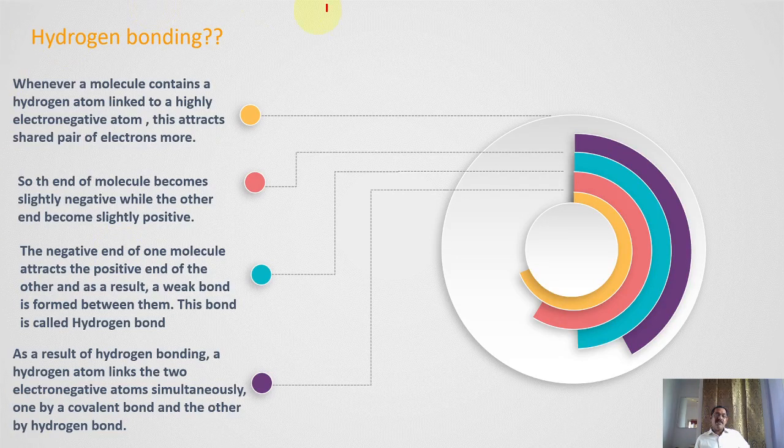So now it's just a revision of whatever I have said before, in worded form. Whenever a molecule contains hydrogen linked to a highly electronegative atom, it attracts the shared pair of electrons more. So one end of the molecule becomes slightly negative, partial negative, while the other end becomes slightly positive. The negative end of one molecule attracts the positive end of another molecule. As a result, a weak bond is formed between them. This bond is called a hydrogen bond. A hydrogen bond links two electronegative atoms: one is covalent, the other is the hydrogen bond. Just as we have seen before, in word form.